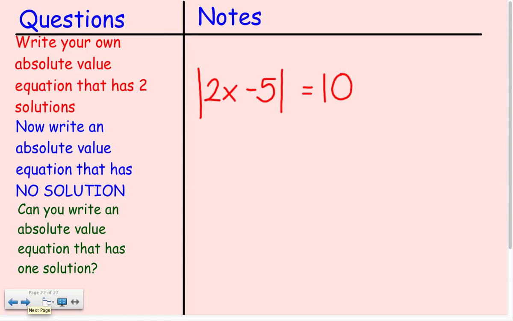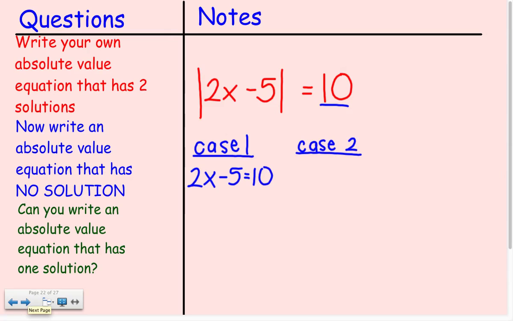Now if I solve this, since it's a positive solution, I can do case 1 and case 2. So just a reminder, case 1 stays the same, except you drop the absolute value bars. Case 2, the thing that changes is my answer, or what's next to the equal sign, becomes negative 10. So case 1 is positive 10, case 2 is negative 10.